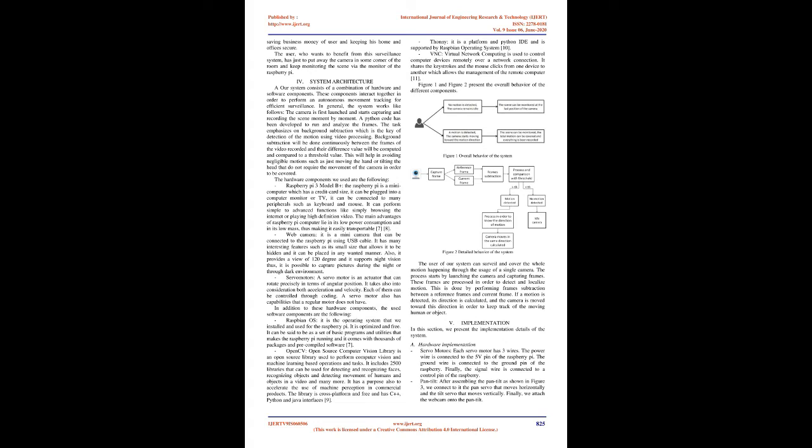Theft reduction. To prevent and reduce theft, surveillance cameras are an excellent way to be used in this case. With the presence of a security camera, the user can track the motion of humans instantaneously, which is sometimes enough for a prospective thief to rethink his plan of action. This will lead to a reduction in the incidence of theft, saving the user's business money and keeping his home and offices secure. The user, who wants to benefit from this surveillance system, has just to put the camera in some corner of the room and keep monitoring the scene via the monitor of the Raspberry Pi.